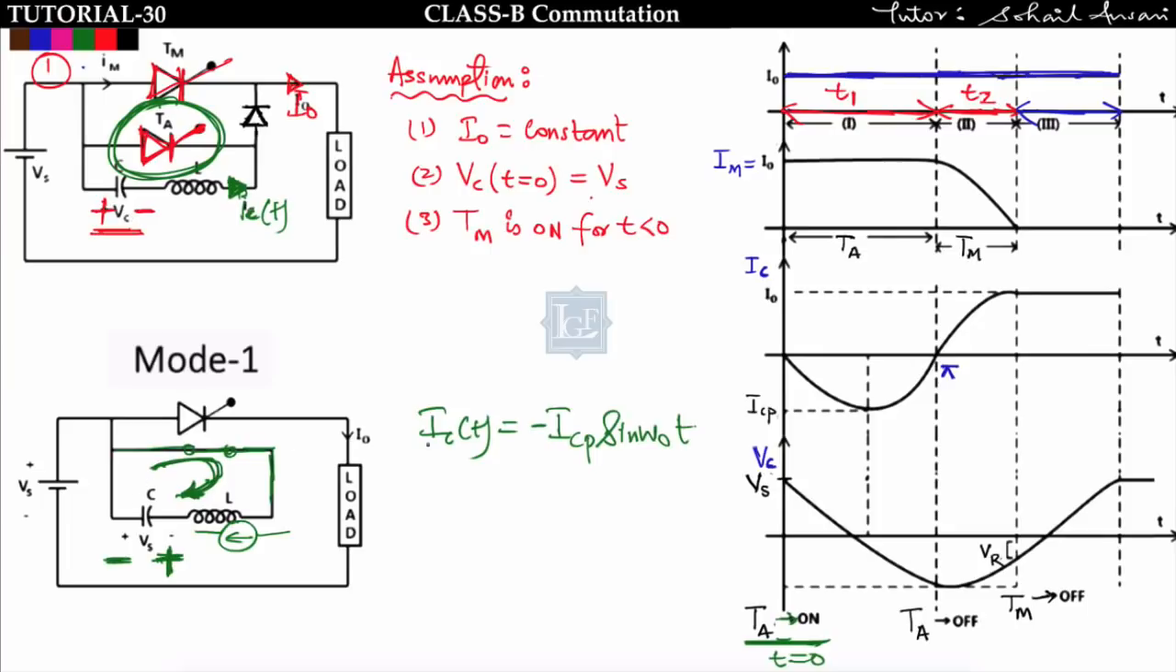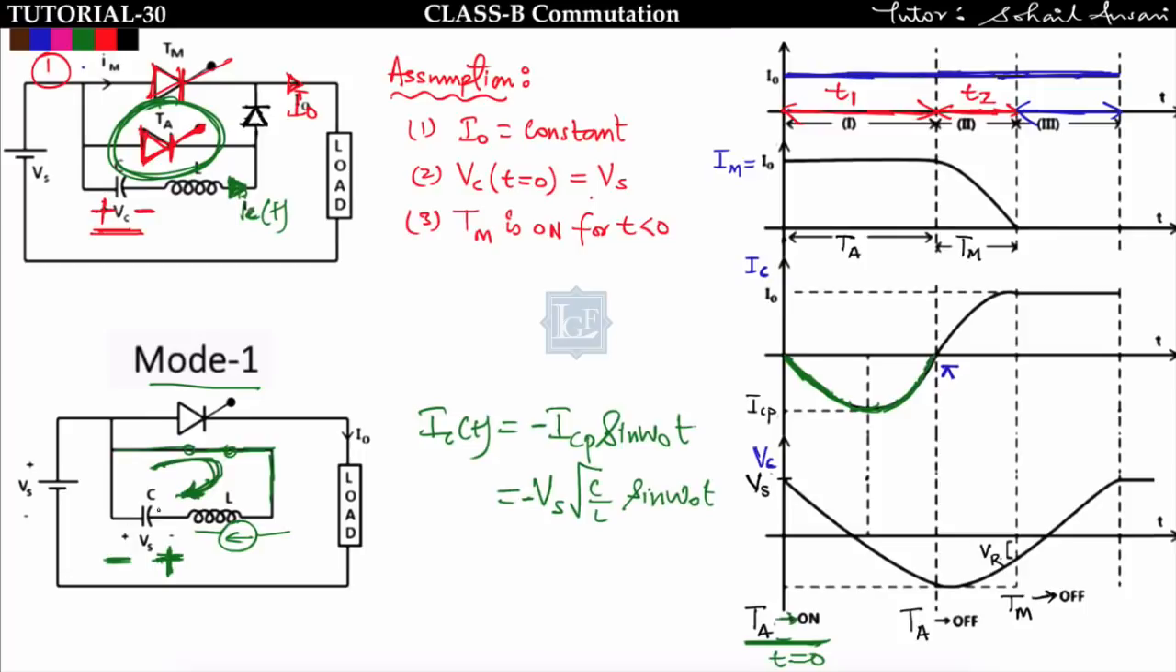Got it? So see here, when mode 1 starts, at t equals 0, this thyristor TA will be on. So the equation of IC of t I will get is ICP sine omega naught t, which can be written as Vs under root C by L sine omega naught t. This will be in minus. So ICP I will get something like this. This is the capacitor current, ICP sine omega naught t. It will be like this.